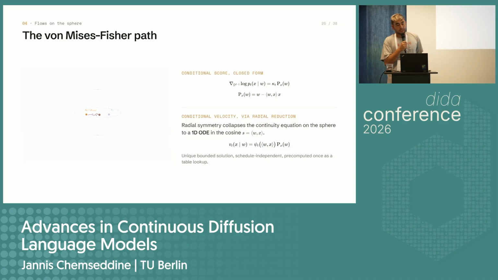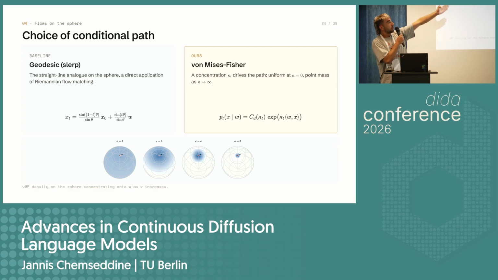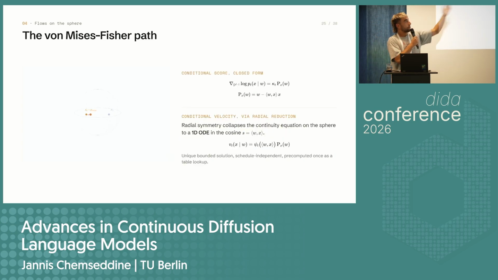Now, for this path, one thing you can read off directly is the conditional score in closed form, right? I can go back. Here you take a logarithm, take a gradient, project. So you get a conditional score. For those people familiar with diffusion, I hope you know what this means.